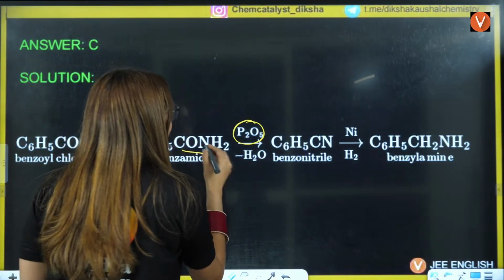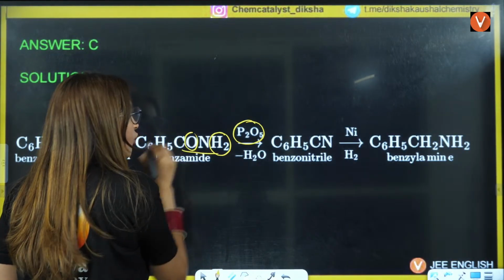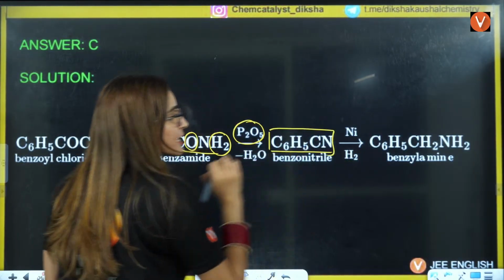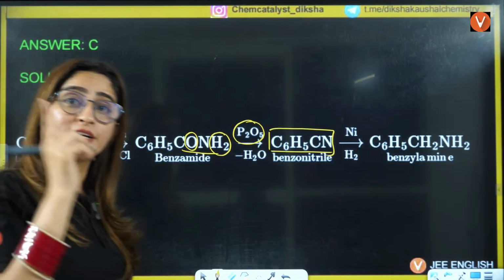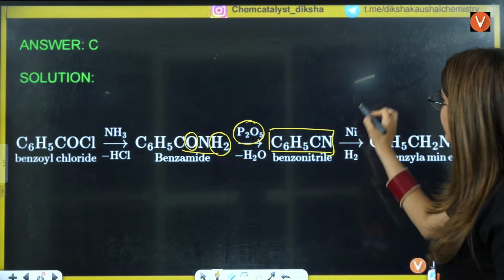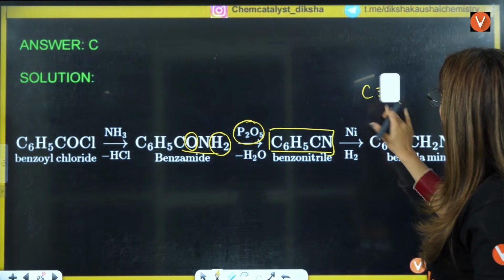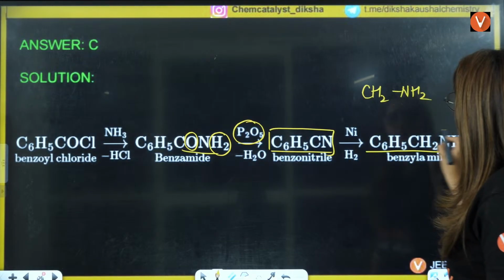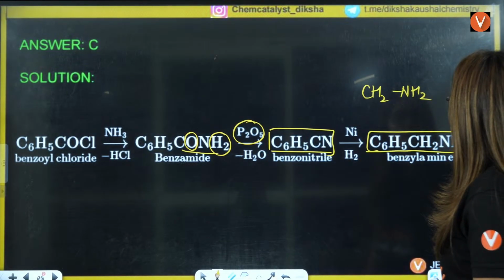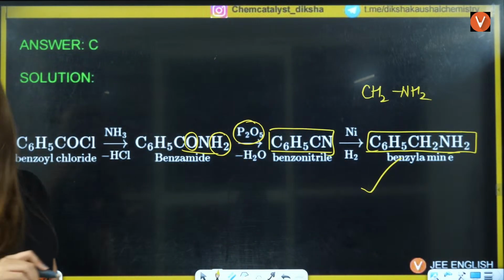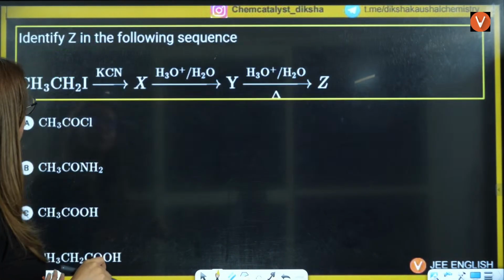So here it will dehydrate. That means H2 and O from here. So C triple bond N will be formed, right? Then you do reduction with nickel and H2. Then this C triple bond N is converted to CH2NH2, right? So that is going to be your final answer here.